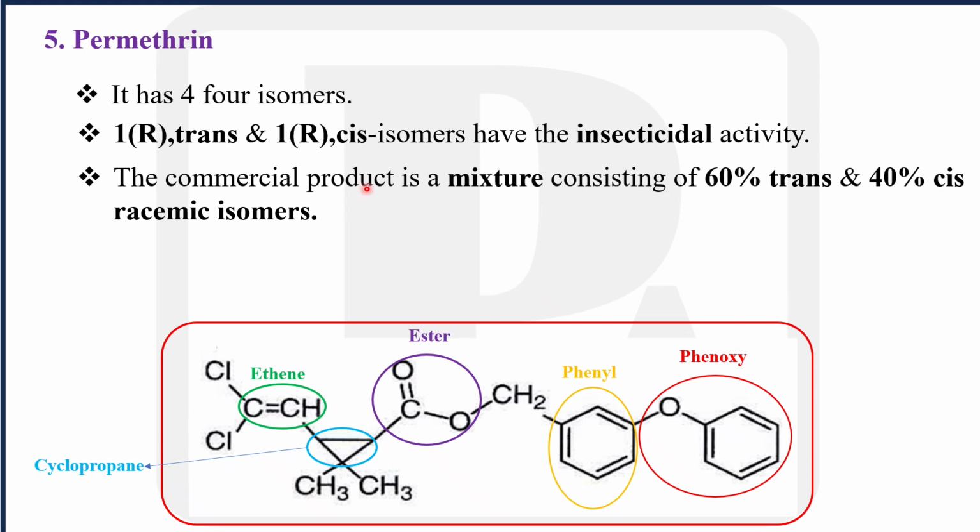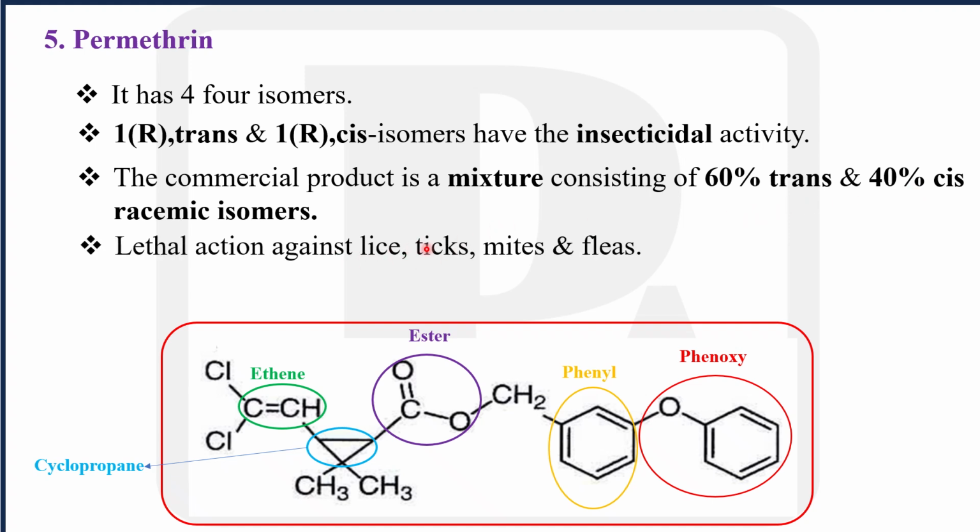So the commercial product is a mixture of both, that is 60% trans with 40% cis as a racemic mixture. It is having lethal action against lice, ticks, mites and fleas. So a 1% solution is used in the treatment of head lice. So that's all about anti-scabious and antipedicular agents. Thank you.